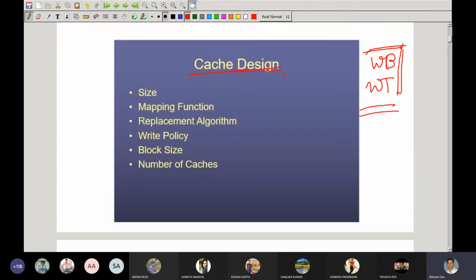Now in the case design, remember size is very important. Mapping function, that is another very important discussion because most of the questions from this semester may come from this one. So mapping function is very important. Even the replacement algorithm.